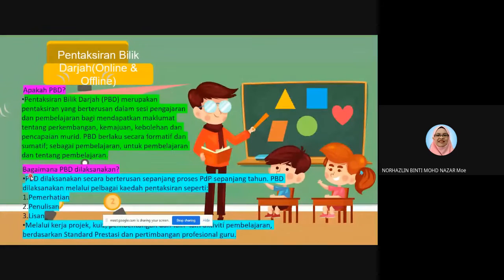Okay, so PBD dilaksanakan secara berterusan sepanjang proses PDP or PDPR sepanjang tahun. PBD dilaksanakan melalui pelbagai kaedah pentaksiran seperti perhatian, observation. Macam mana cikgu nak observe tu? Your attitude towards learning in Google Meet and also Google Classroom. Okay, asyik orang sama je hantar Google Classroom, orang yang lain semua tak hantar, mean you are showing me negative attitude, tak berubah lagi since form 1.